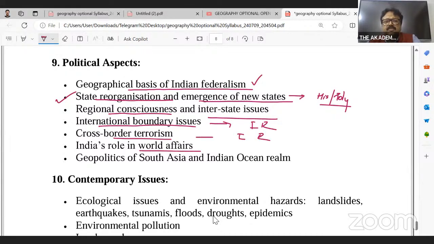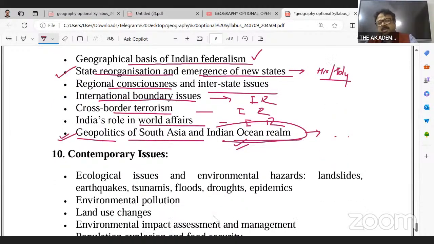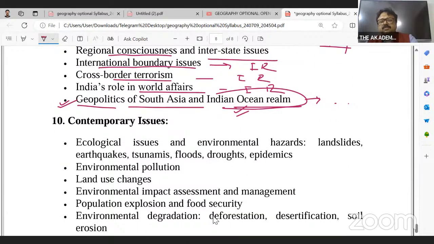India's role in world affair, IR. Geopolitics of South Asia and Indian Ocean, this is part of IR you are going to develop. So in IR you are taught South Asia and Indian Ocean geopolitics, children. There you study IR with other countries, European countries, then North American countries, South American countries, everything. Here we will study up to the South Asia and Indian Ocean realm, and geopolitics will help you in understanding IR. Then come to the contemporary issues.